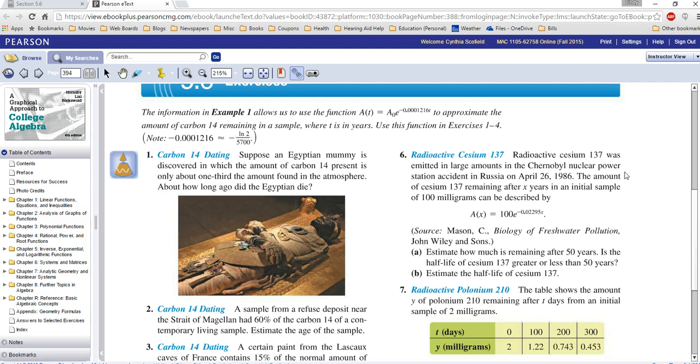You're going to estimate how much is remaining after 50 years. So you can put 50 in for x, see what you get. And then ask yourself, is the half-life of cesium-137 greater or less than 50 years? Okay, so half-life: if you're starting with 100 milligrams, how long does it take for the radioactive decay to work so that you end up with only 50 milligrams, half of it? What's that half-life? You're going to estimate the half-life of cesium-137.